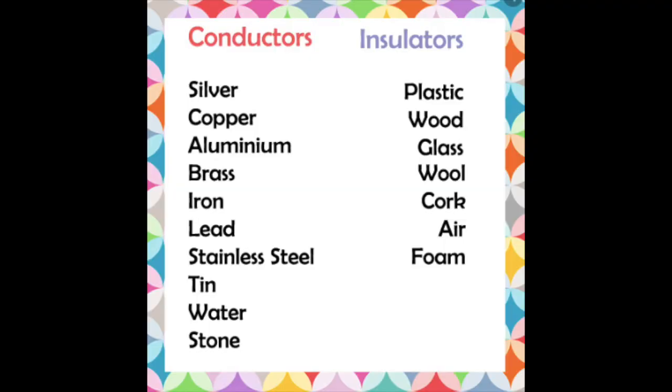Here are some examples of conductors and insulators. Notice how the conductors are pretty much all metal. With a few exceptions, water can be a good conductor. This is why you don't want to drop the hairdryer in the bathtub. You can electrocute yourself as the electricity is conducted through the water. But mostly metals are conductors. Notice how the insulators are mostly nonmetals.